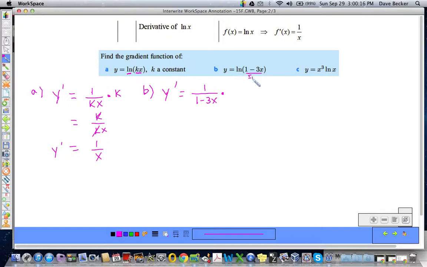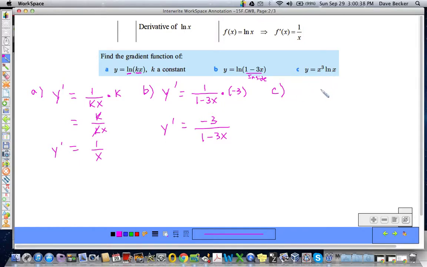This is the inside function, okay? And the derivative of 1 minus 3x is just negative 3. So this will be equal to negative 3 over 1 minus 3x, done. And finally, C, we've got a product rule.